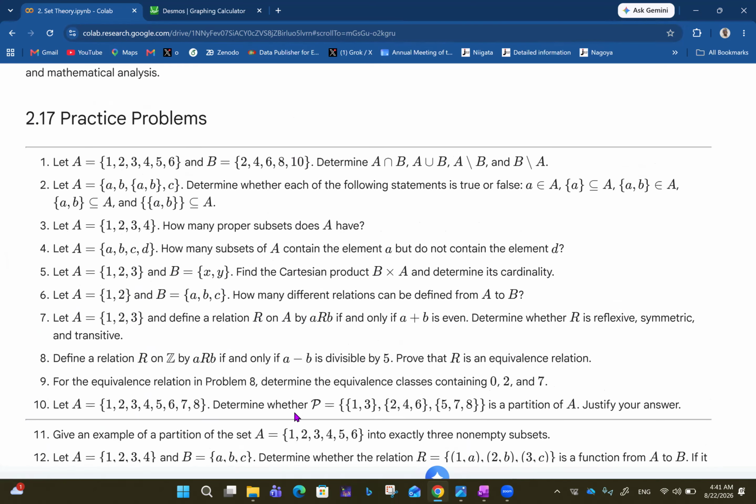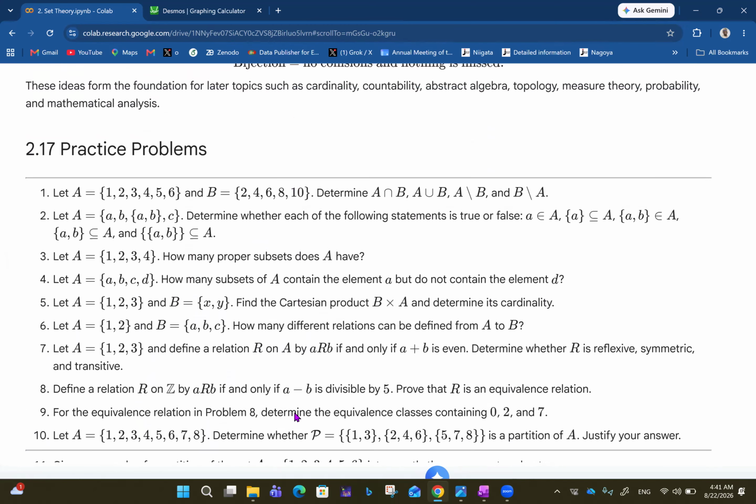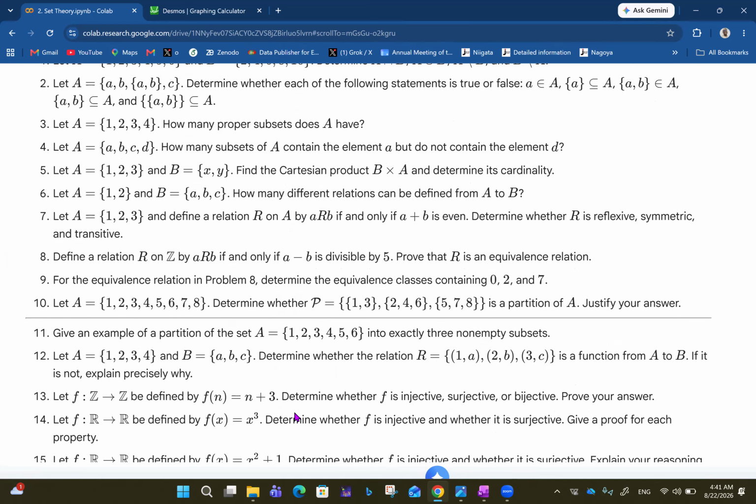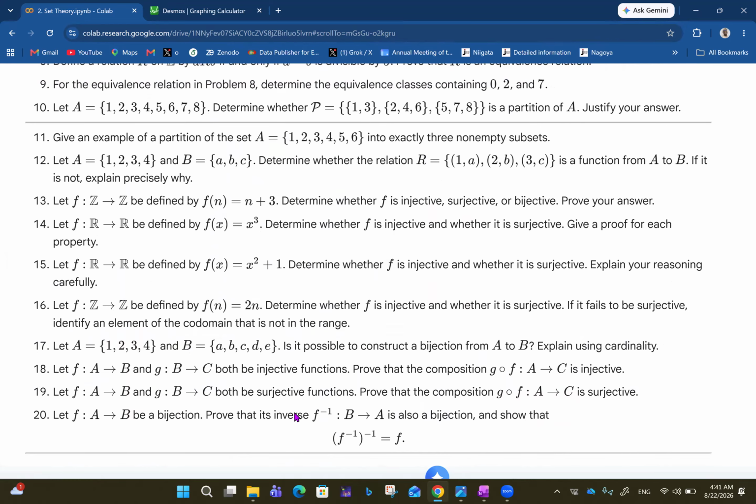So we have our practice problems. You can see questions 1 to 10 right in this slide. And in the next slide, we have 11 to 20. I'm going to be solving two of these. I'll be solving problems 8 and 20. So let's go for that.